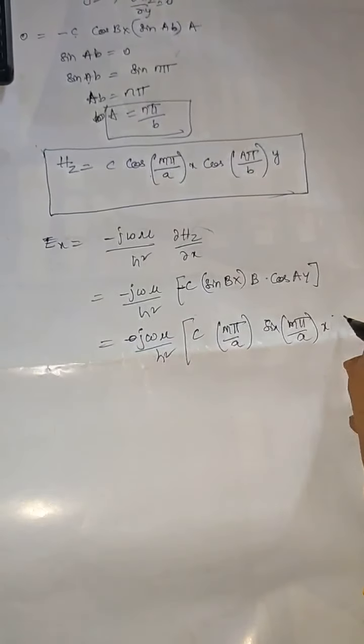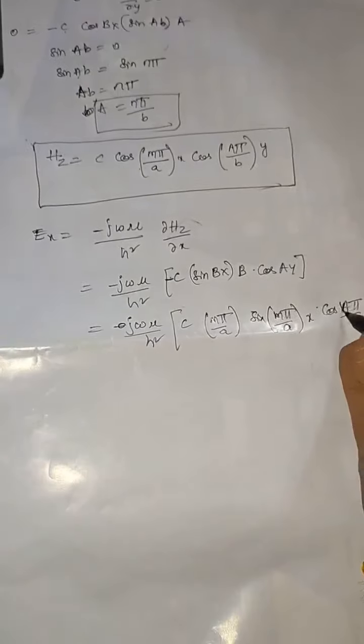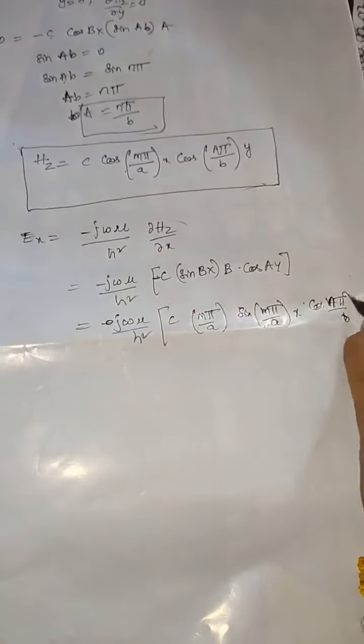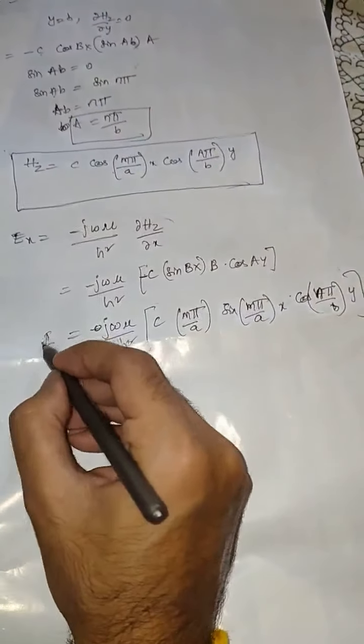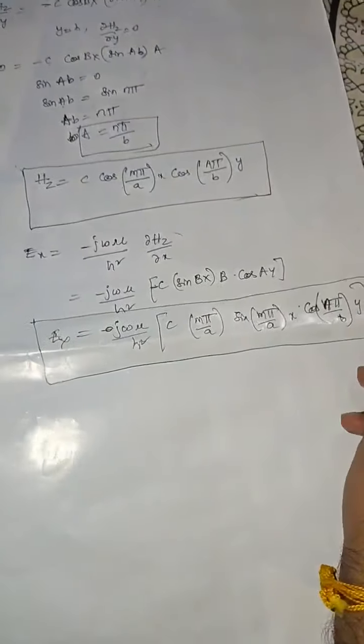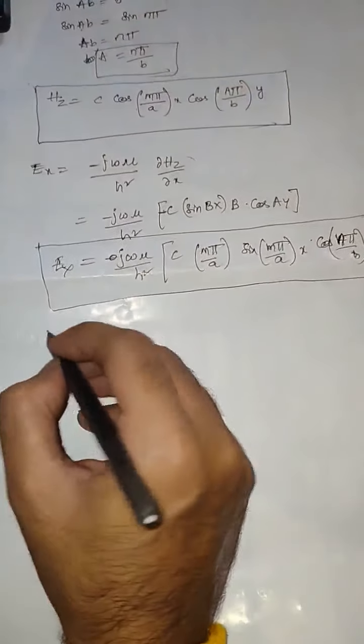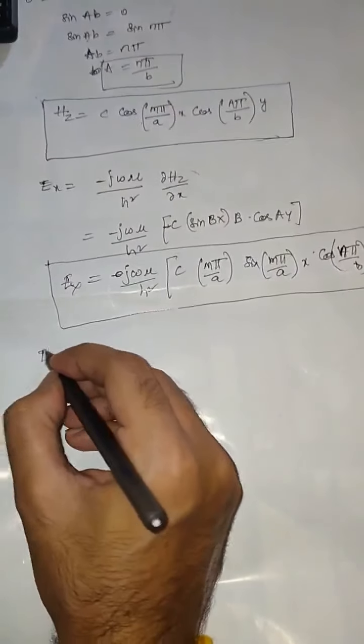x cos of a value is n pi by b y. Okay, so this is the value of Ex. So we have found the Ex value. Now we'll see about Ey.